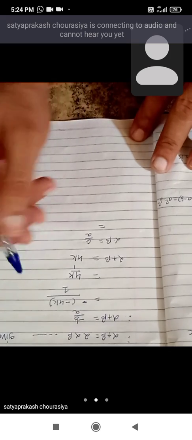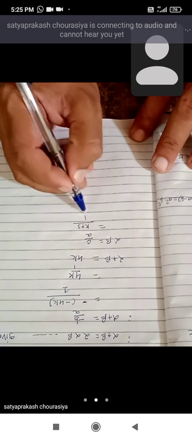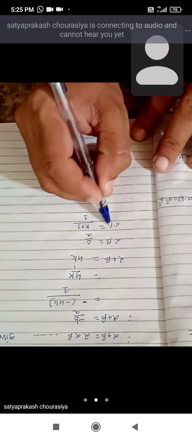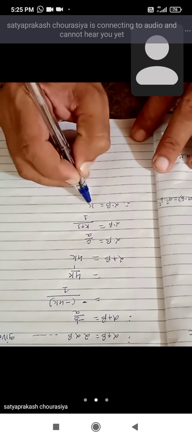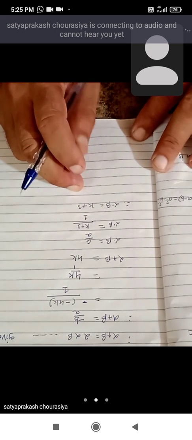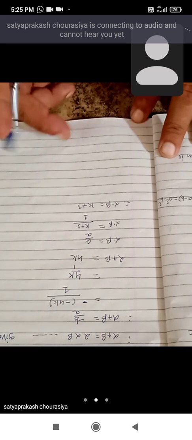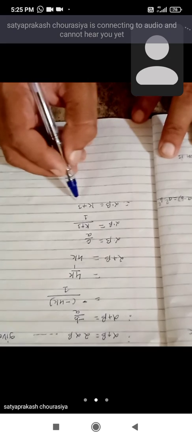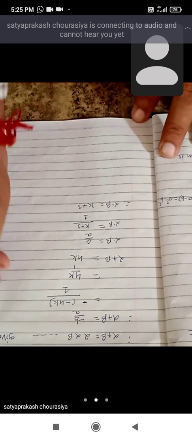Now c value is equal to k plus 3 upon a value, which is equal to 1. So therefore alpha into beta is equal to k plus 3, because the denominator is 1. What is the denominator here? It is 1. That's why the alpha into beta value will be k plus 3.